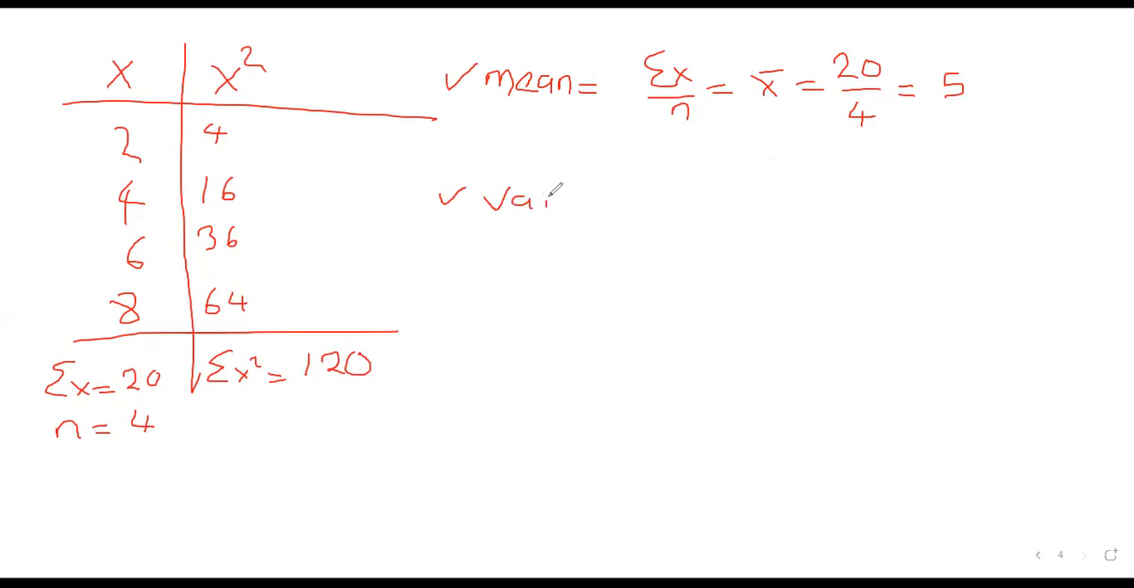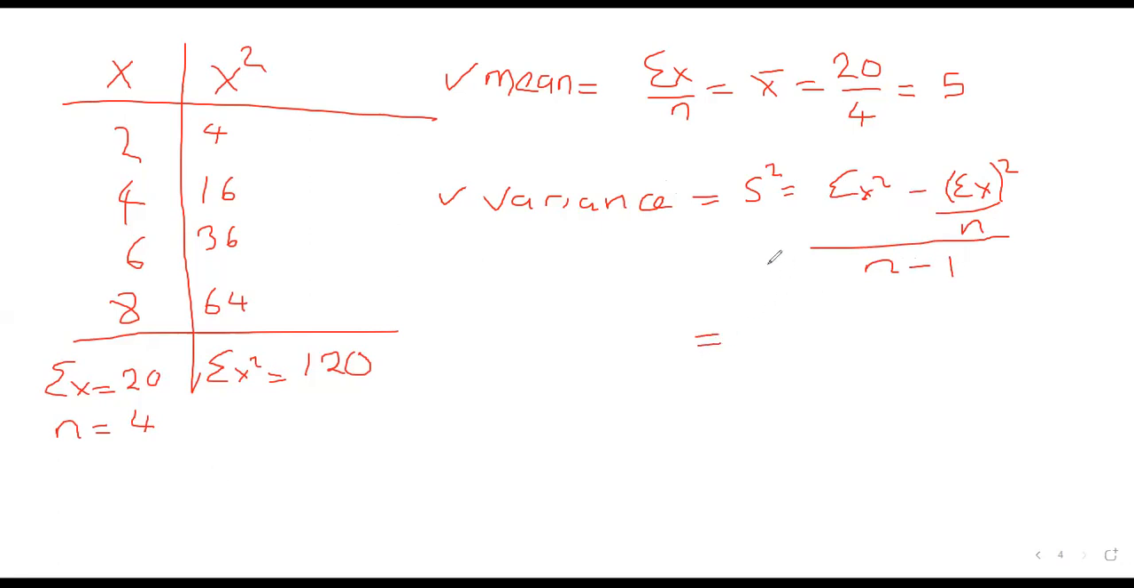Then we have what we call the variance. The variance is simply given by the symbol s squared. And the formula is summation of x squared minus summation of x to the power 2 over n, everything over n minus 1. So here, summation of x squared is 120. And summation of x is what? 20. The power 2. Now n is what? 4. Everything over 4 minus 1.